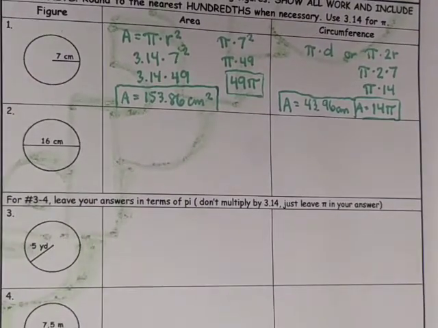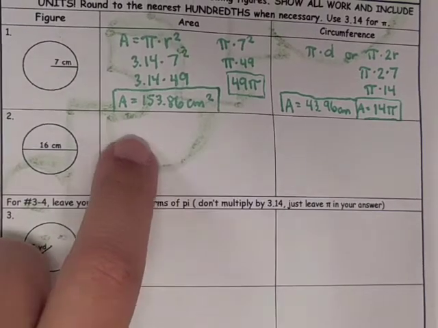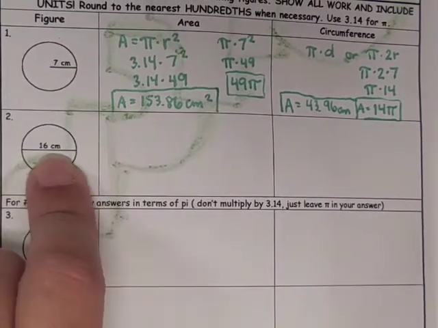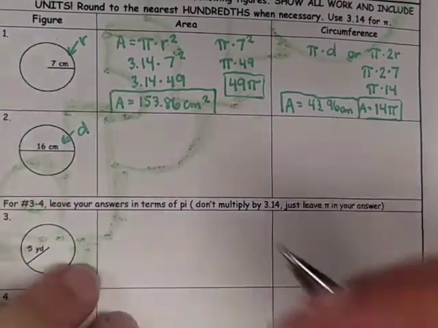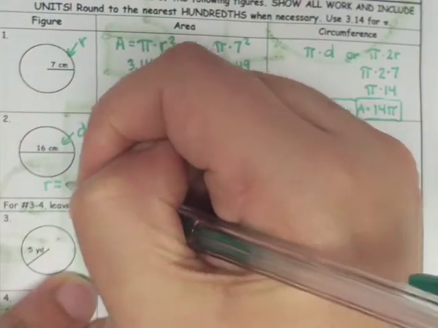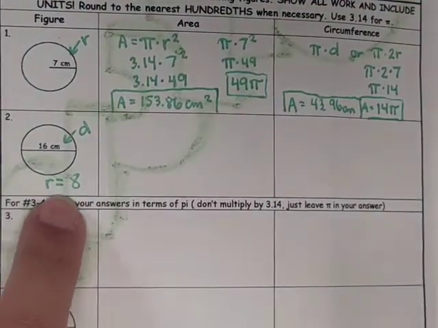All right, number 2. Number 2, 16 centimeters is my diameter. So this is my diameter. Here, this is radius. So if my diameter is 16, that means that my radius is what? My radius is actually going to be 8. So we're going to use the 8 for our area.